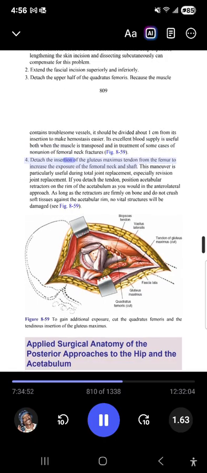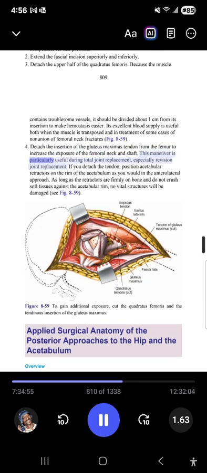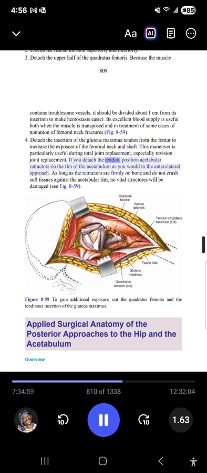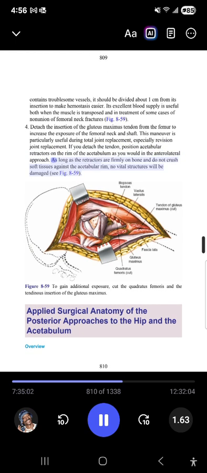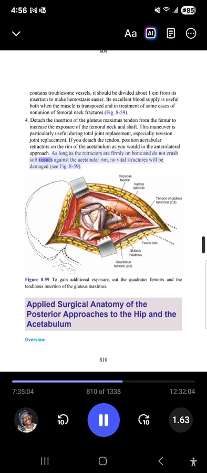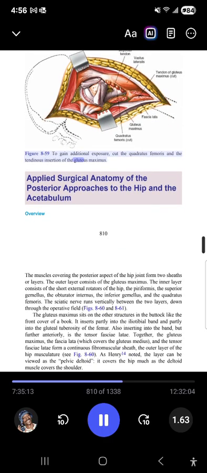4. Detach the insertion of the gluteus maximus tendon from the femur to increase the exposure of the femoral neck and shaft. This maneuver is particularly useful during total joint replacement, especially revision joint replacement. If you detach the tendon, position acetabular retractors on the rim of the acetabulum as you would in the anterolateral approach. As long as the retractors are firmly on bone and do not crush soft tissues against the acetabular rim, no vital structures will be damaged. See Figure 8-59. To gain additional exposure, cut the quadratus femoris and the tendinous insertion of the gluteus maximus.